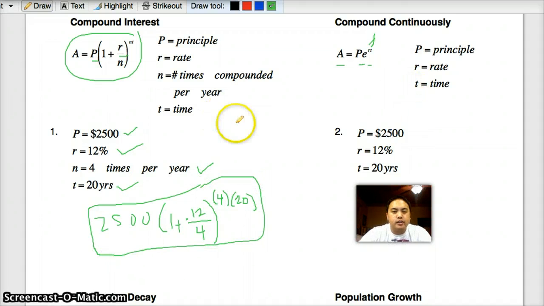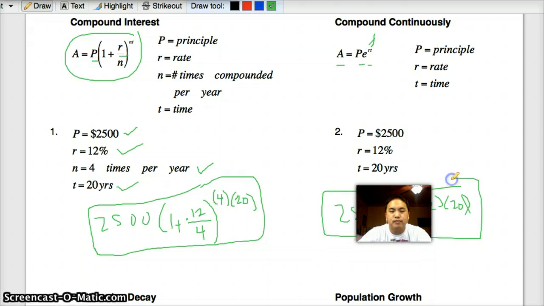And for compounding continuously, it's almost the same thing, except I remember it by PERT. Sounds like the shampoo. So it's 2,500, e to the r, which is 12%, so it's 0.12, and then time, which is 20. You can put this in the calculator. You can tell me which one of these makes more money. Is it compounded continuously or compounded only 4 times a year?